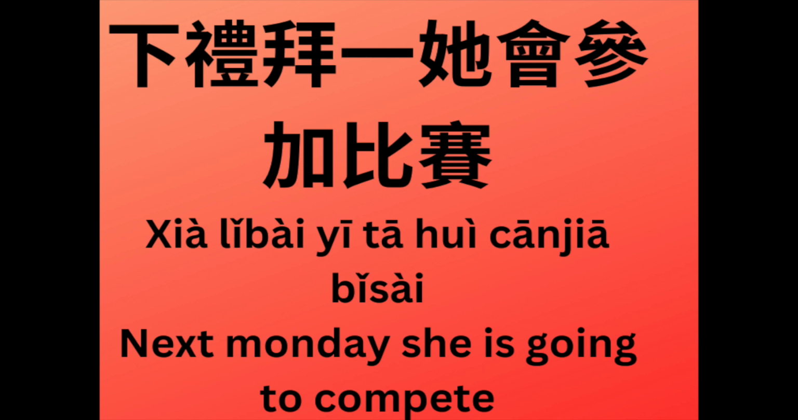下礼拜一，她会参加比赛。Next Monday, she will attend the competition. So she's already signed the forms and she's bought a plane ticket or a train ticket or whatever. So you are pretty sure that she's going to be there. It's not just a plan. It's already in motion and it's going to happen. So then you use 会.